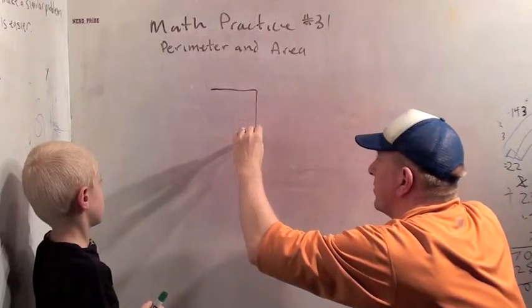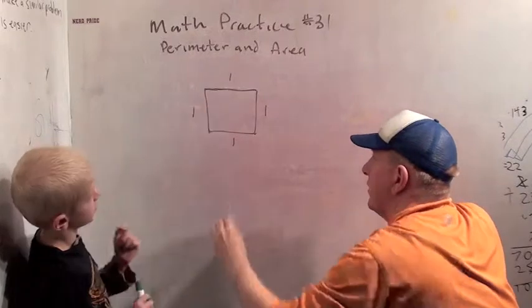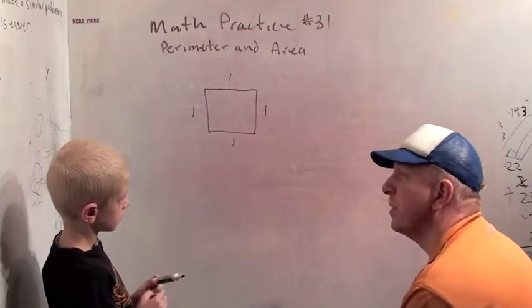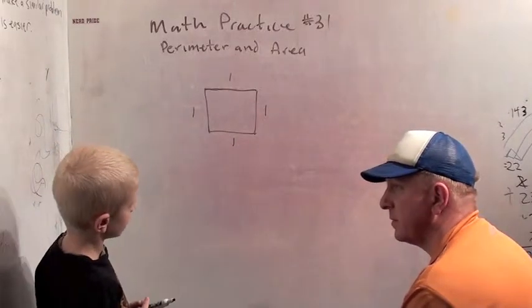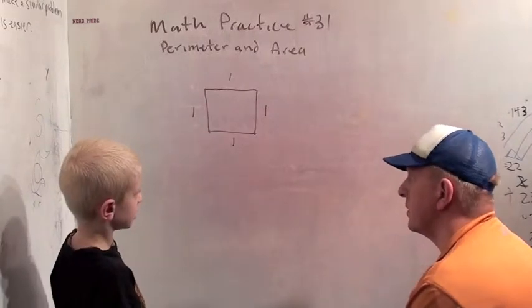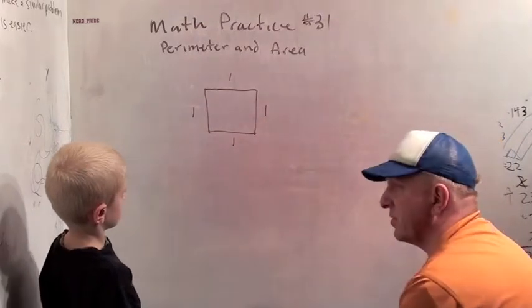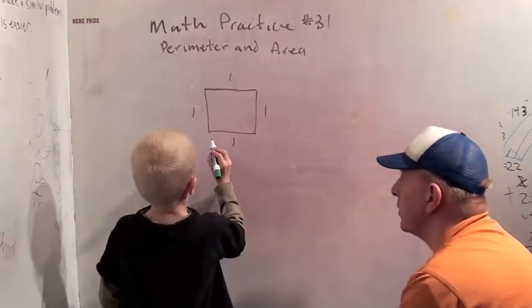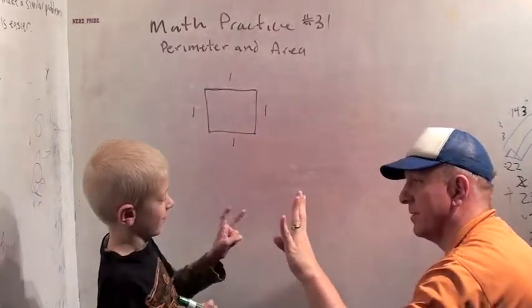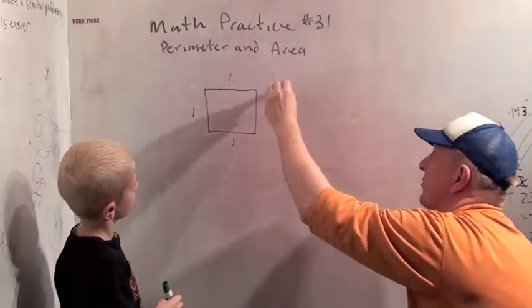Oops, this marker's almost gone. A square where each side is length 1. So in Beast Academy this morning, what did you learn about? What is the perimeter? Well, it's the number all the way around an object. Right, it's the distance all the way around. That's perimeter. So what is the perimeter of this square? Well, it's 1 plus 1 plus 1 plus 1, which is 4. Good job. So the perimeter is 4.